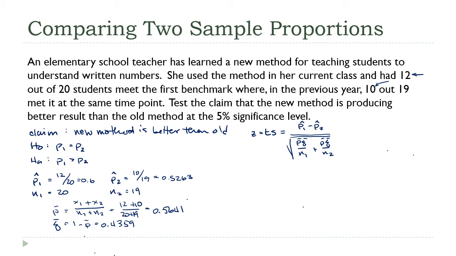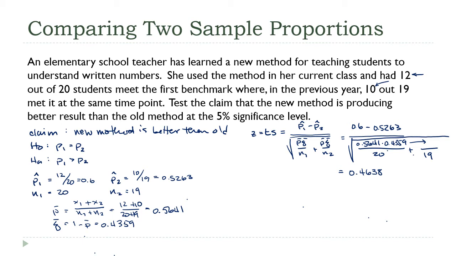All right, so let's see. This is 0.6 minus 0.5263 divided by 0.5641 times 0.4359 divided by, let's see, make sure I get this right now, N1, that's 20 plus, and I really am running out of room here, so I'm gonna shortchange this a little. It's this expression again divided by 19. All right, so put these numbers into your calculator, and you get 0.4638. That is our test statistic.